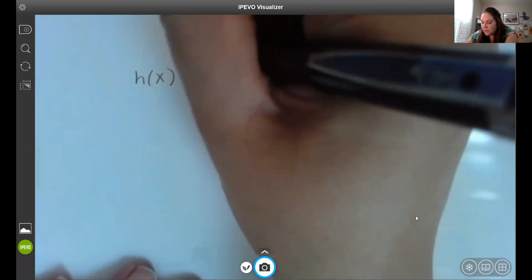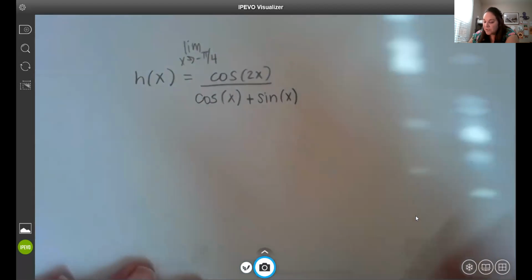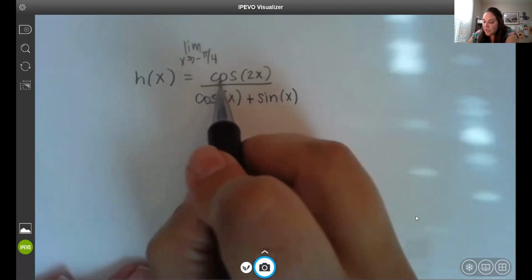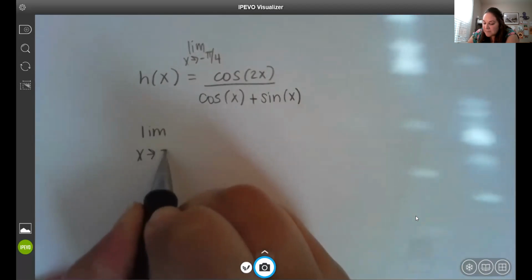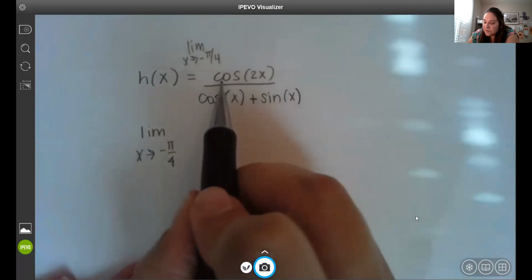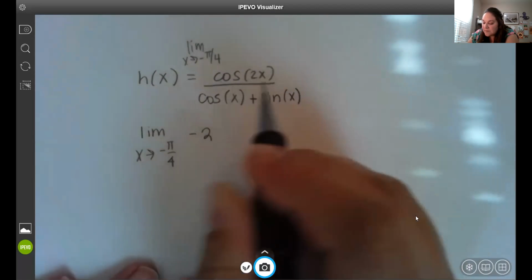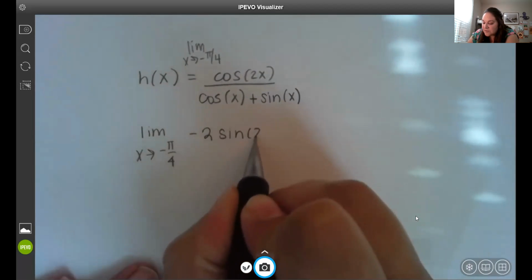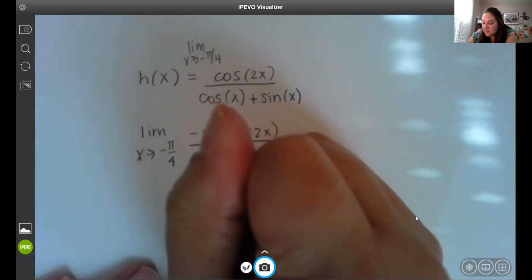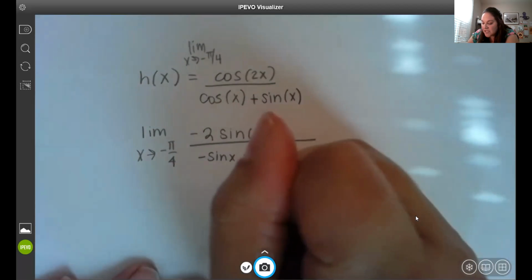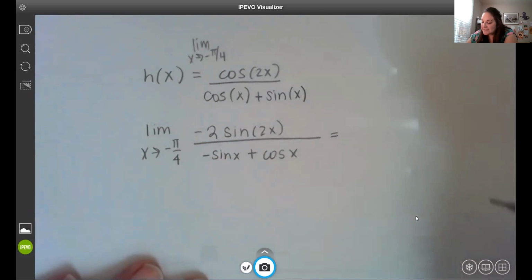So I am looking for the limit as x goes to negative pi fourths, and I'm going to use L'Hopital's rule. And so I'm looking at the derivatives of the limit as x goes to the same place. And so the derivative of cosine 2x using the chain rule would be 2 times negative sine of 2x. The derivative of cosine x in the numerator and the denominator is negative sine x, and then the derivative of this guy is positive cosine x. And now I'm going to see if the limit exists.